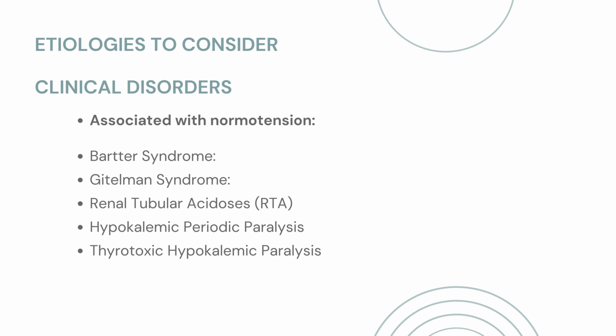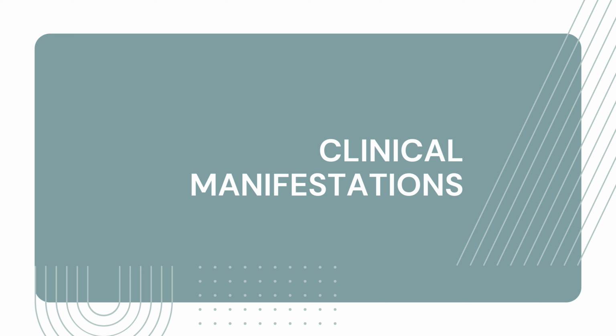Now let's come to the etiologies of hypokalemia associated with normotension. Bartter syndrome, which is apparently loop diuretic effects. Gitelman syndrome, which is thiazide diuretic effects. Renal tubular acidosis, autosomal dominant familial hypokalemic periodic paralysis, and thyrotoxic hypokalemic paralysis. Now let's discuss some clinical manifestations of hypokalemia.